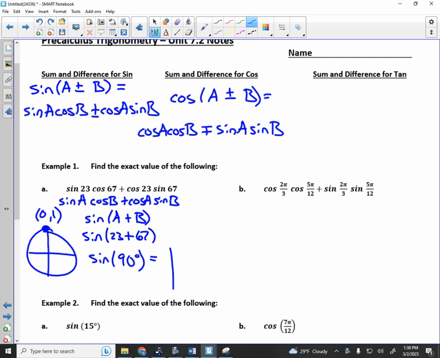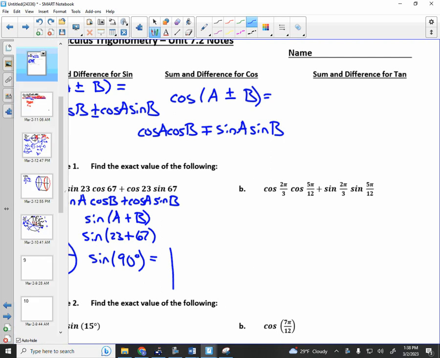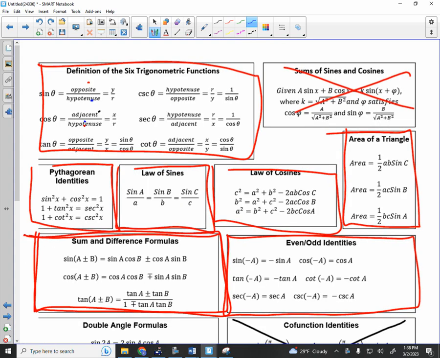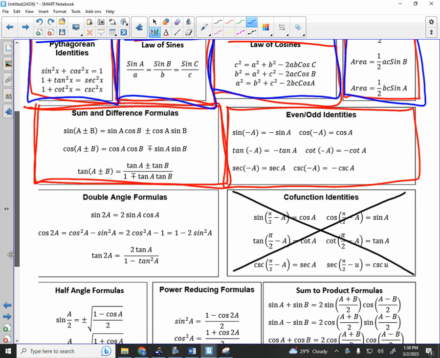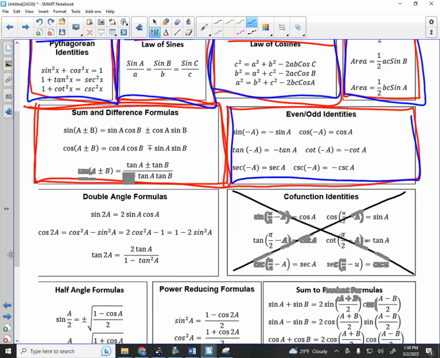You don't have to remember those formulas. I have a sheet that I've created for you right on the back. We've already done these. We're not doing these. You did area last unit. You did law of cosines last unit. You did the law of sines last unit. The Pythagorean identities, we've talked about that extensively. The even and odd identities, we've talked about that. We're going to get rid of the cofunction ones because we don't have time, unfortunately. But sum and difference, here you go.